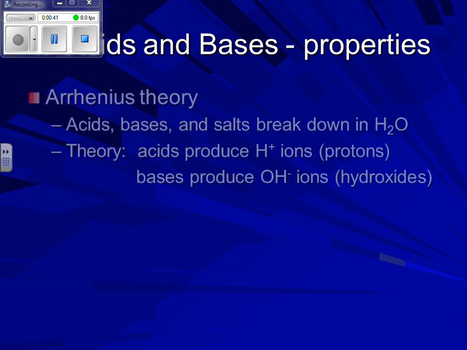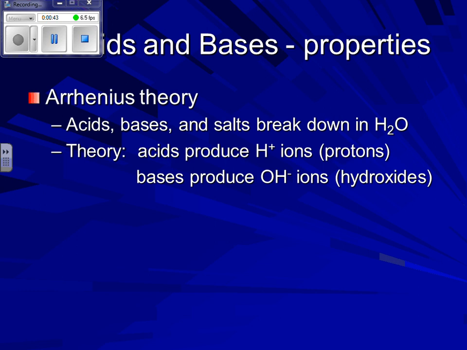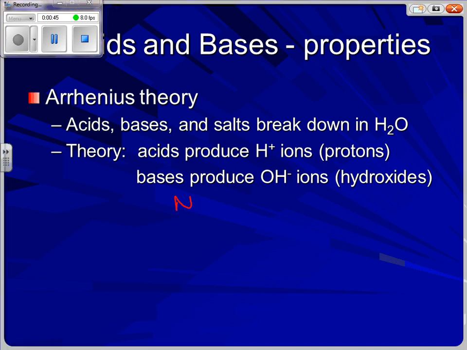Okay, so an example there, just a simple one, would be something like sodium hydroxide. This would dissociate into a sodium ion plus a hydroxide ion. Therefore, we would classify this as an Arrhenius base. So real simple, real straightforward. What would happen if that were to break down into its respective ions?